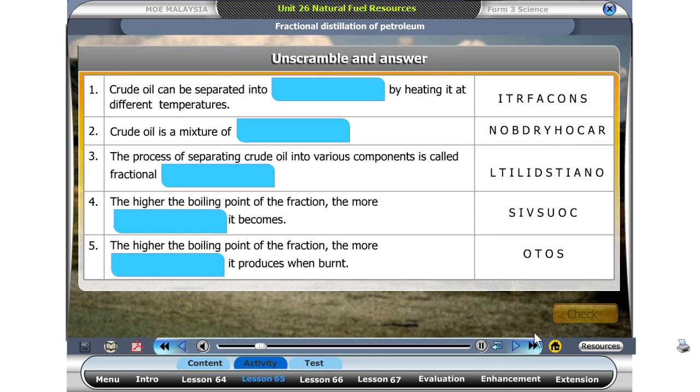Complete the sentences in this puzzle. Use the jumbled letters as clues and key in your answers. Press Check to compare your answers.